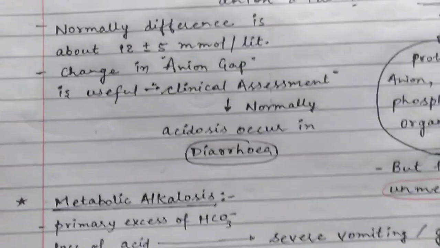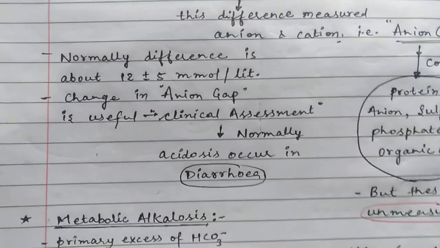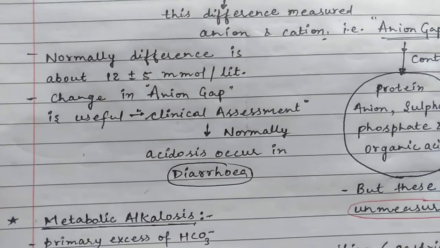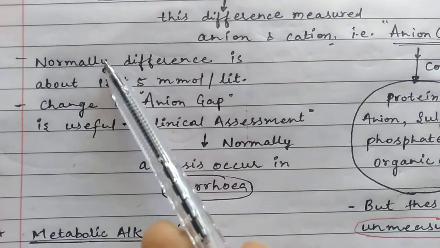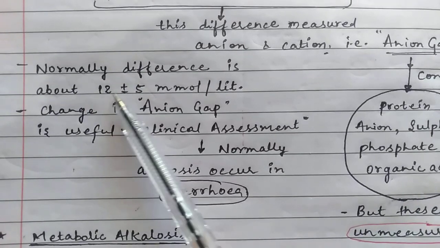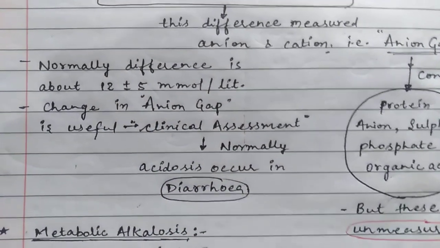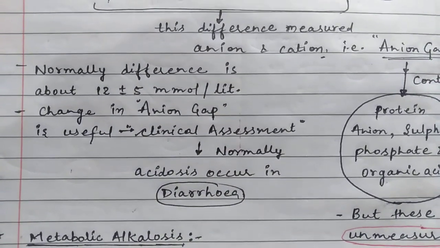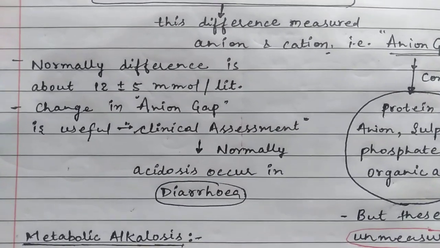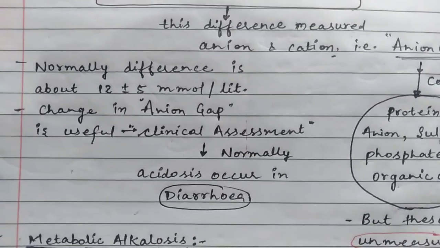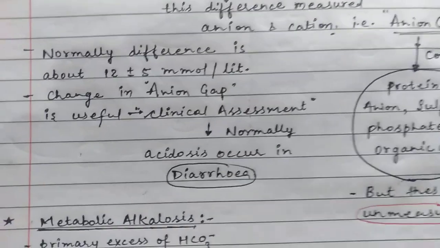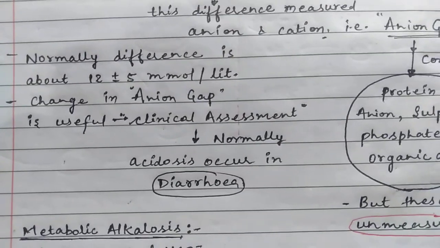Then students, we will discuss the normal difference between the anion and cation. It should be 12 plus or minus 5 millimole per liter. It may vary, but not much. Then we will discuss the importance of the anion gap.